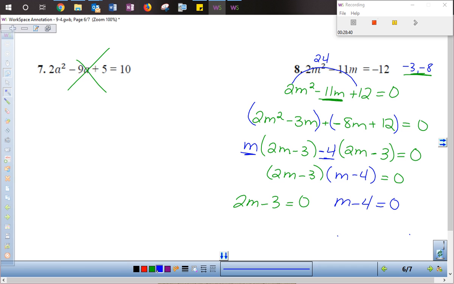So why don't you guys pause the video and solve to get your two final answers. Hopefully you'll add 3 to each side and divide by 2 to get 3 halves. And here you'll add 4 to each side and you'll get a positive 4. So my answers are 3 halves and positive 4.